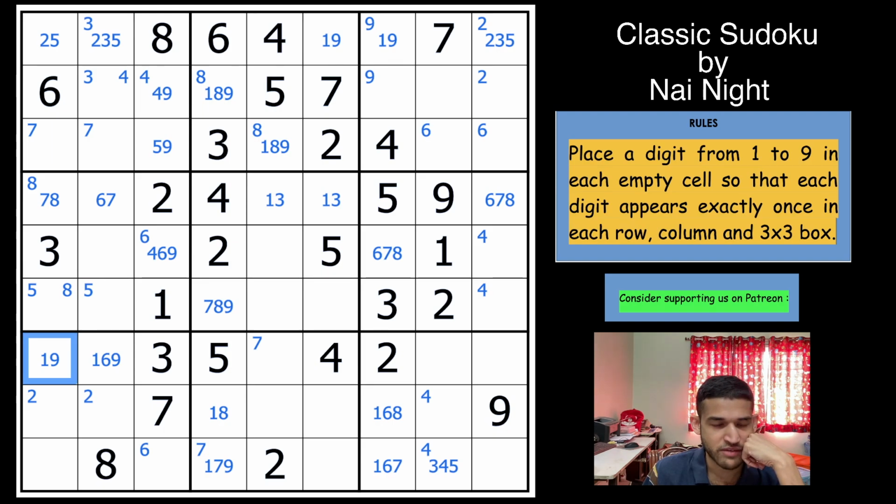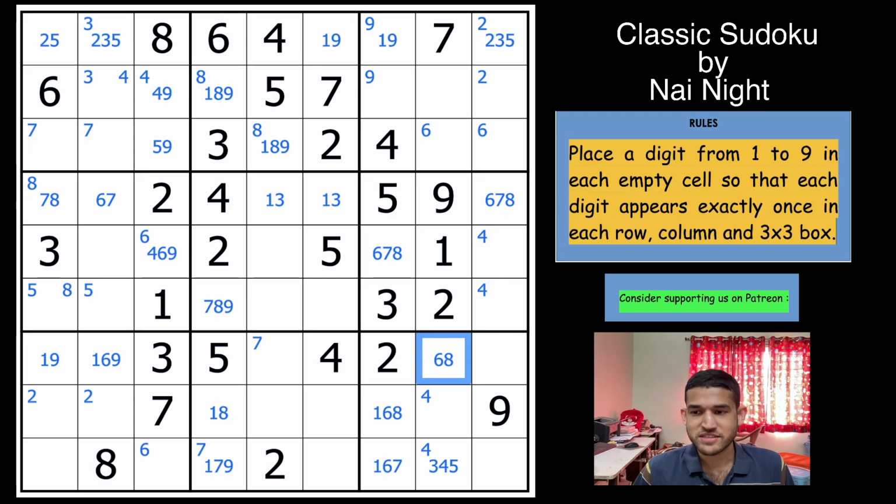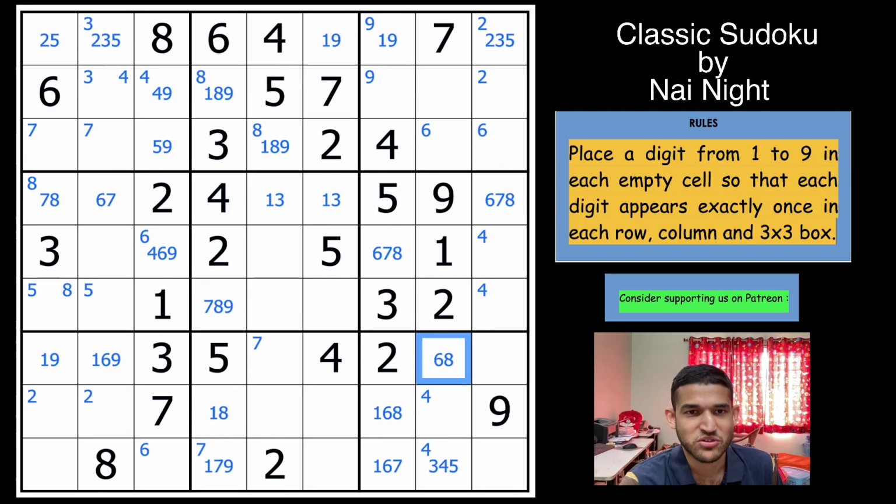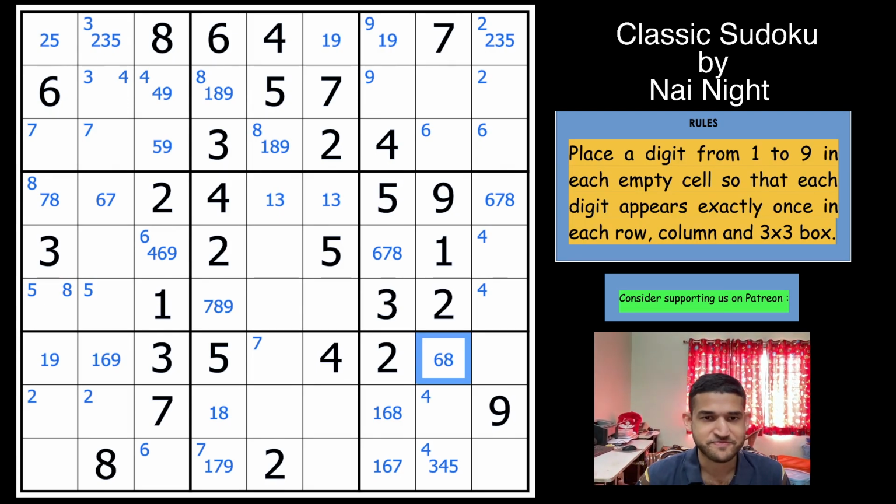Let's look along row 7. And this cell in particular can only be 6 or 8. 2, 3, 4, 5, 1, 7, 9, 6 and 8. Wow. Imagine this, guys. 12 minutes into the solve and still not a single digit yet. So what a Sudoku. I mean, a really tough one.